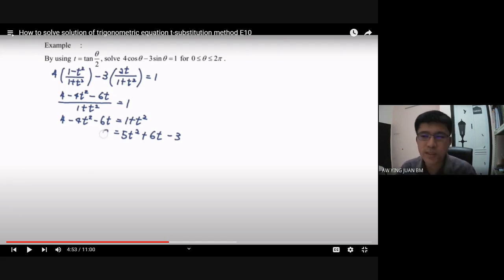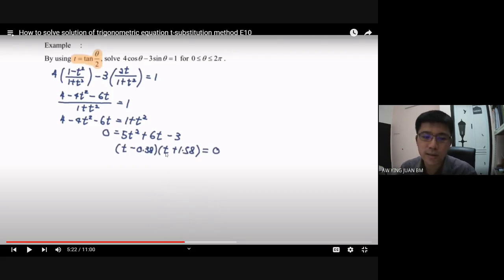Maksudnya cos theta pun sama, sin theta pun sama. Untuk setiap kali yang berubah adalah ini sahaja. Faham? Yang berubah adalah ini saja. Yang lain semua akan sama. Maksudnya format dia mesti macam tu. Settle? So saya pun cross multiply. So saya ringkaskan dia.